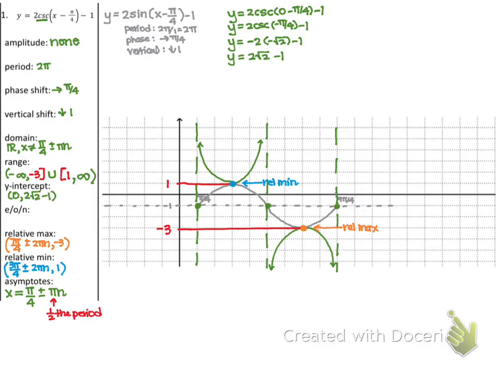Okay, and then even, odd, neither. If we went through and extended this graph across to the left, the whole copy-paste thing, this guy is going to be neither. You don't have symmetry to the origin, and you definitely don't have symmetry to the y-axis.